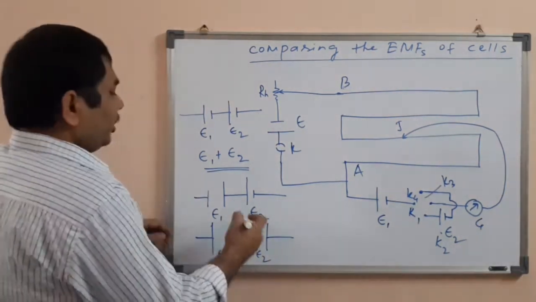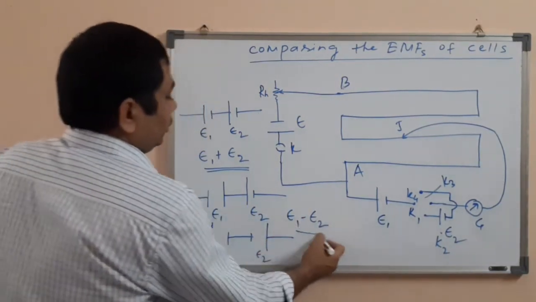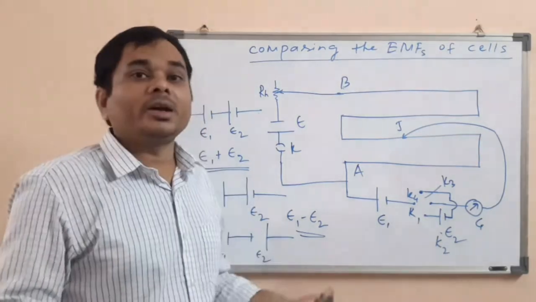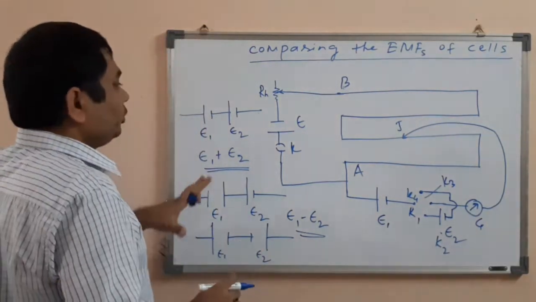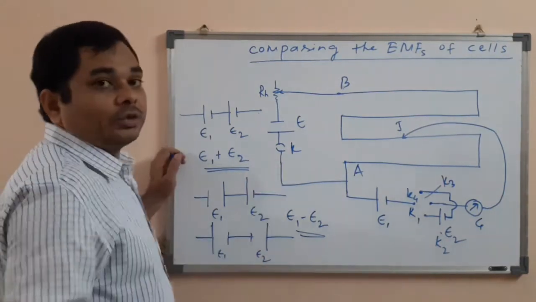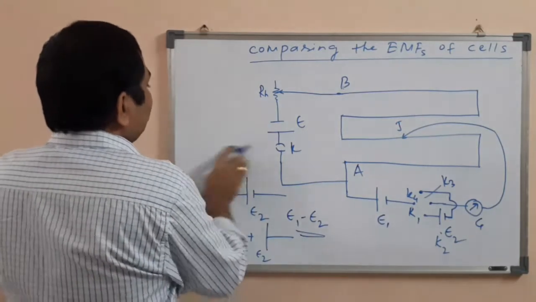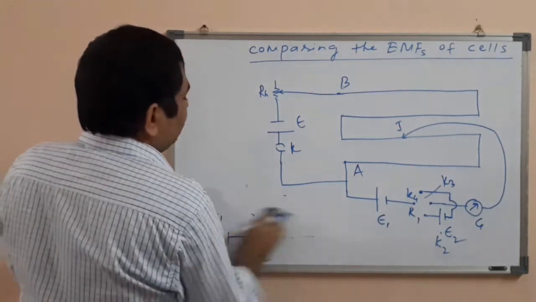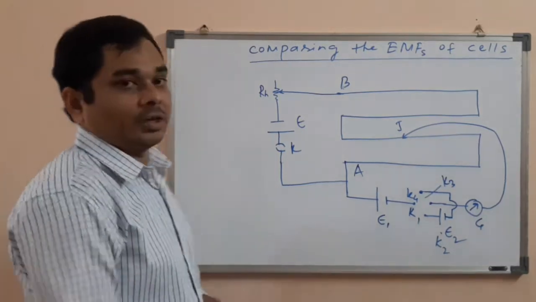Clear? So the net effect for this will be what? E1 minus E2, where we are presuming that E1 is greater than E2. Clear? So these are the two modes in which the two cells can be connected. Now let us see how we can use a potentiometer to compare the EMFs of the two cells.